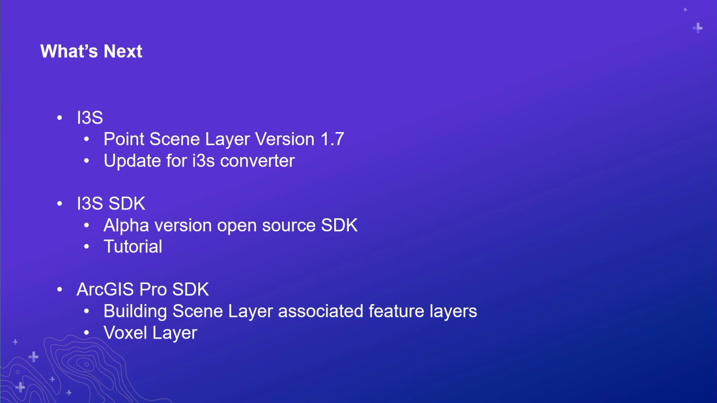For the Scene Layers SDK, both examples were created using the Pro 2.4 SDK. We would love to get some feedback on the SDK and what you would like to see in the future. We are currently planning on adding the new voxel layer, as well as provide functionality for building scene layers backed by an associated feature layer.